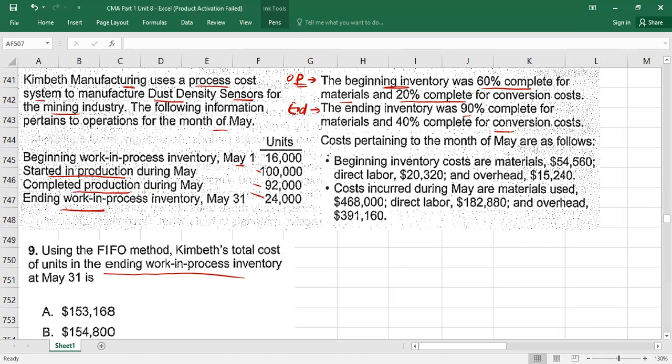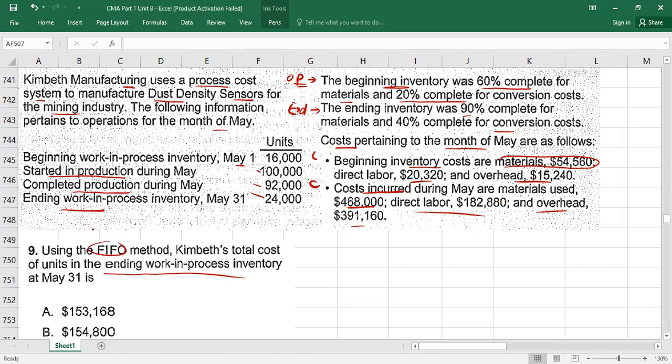Understood? Then you have a cost pertaining to the month of May. These are the beginning inventory cost for material, how much? This is the material cost of last period, you can say. Direct labor of last period. This is overhead of last period. Now here what cost incurred during May, current period. During May you incurred, how much for material? 468. For labor you incurred 182. For overhead you incurred 391. So this is last, this is current data. And we are doing what?